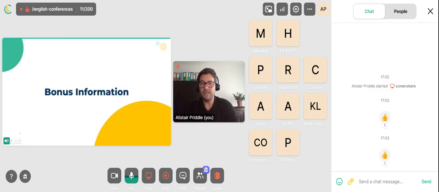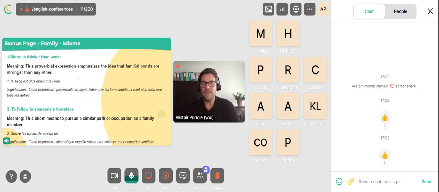Okay, so that was a little conversation between Neil and Beth. Now, before we finish today, there's a bit of bonus information to have a look at. Okay, so let's have a look at today's conference bonus information. Family idioms. Okay, so idioms are expressions. They're a collection of words that mean something different. Okay, so let's have a look at the first idiom.